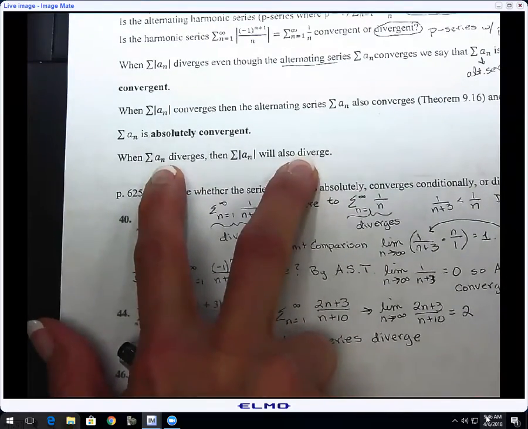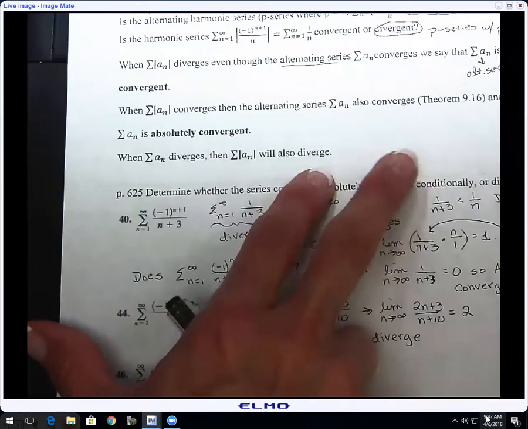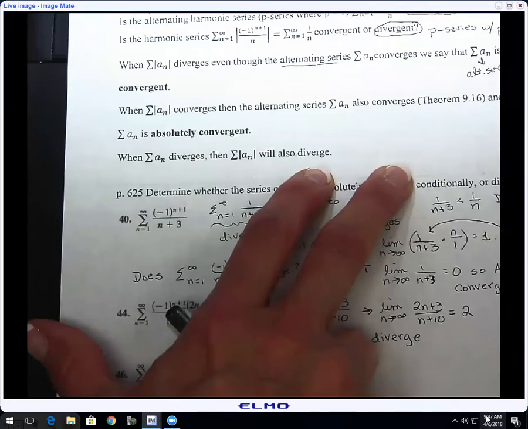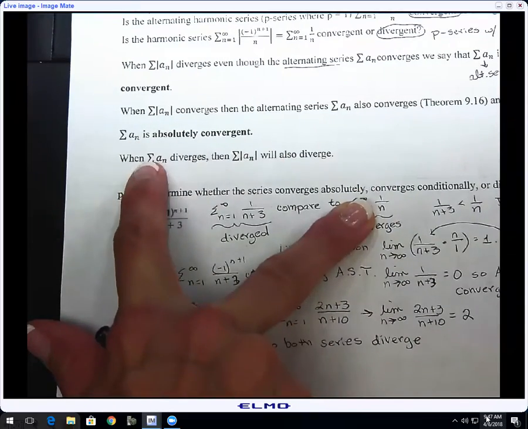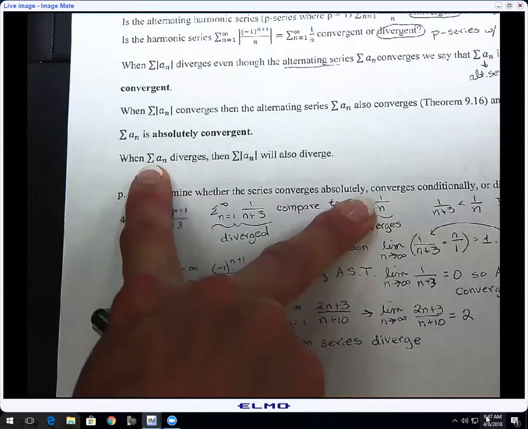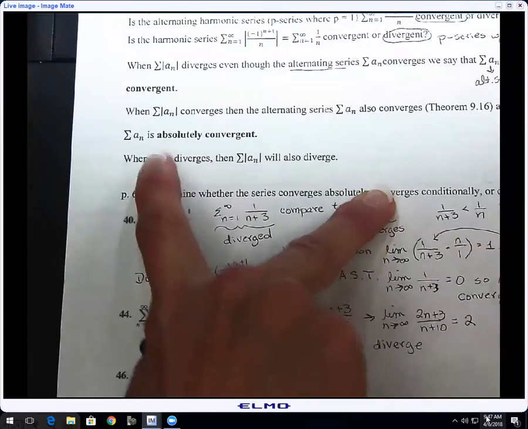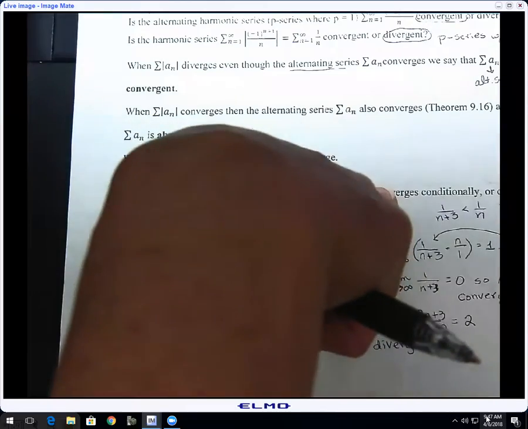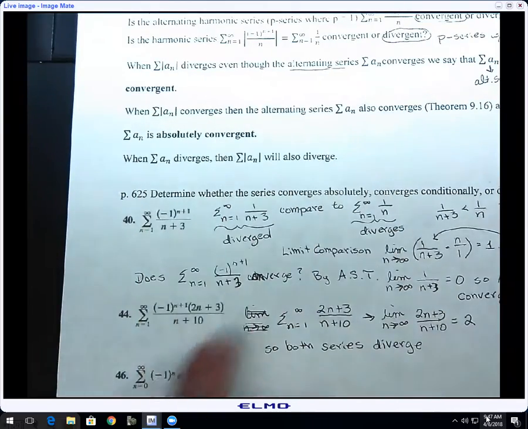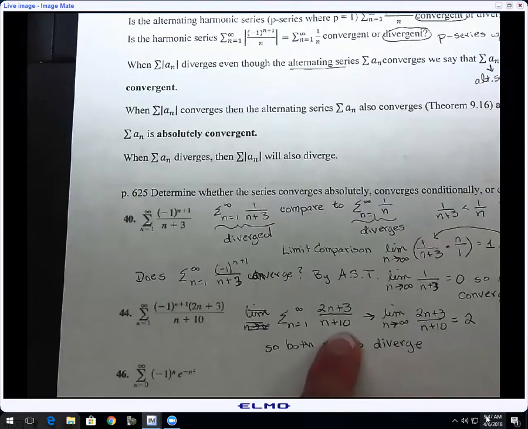When the alternating series diverges, the absolute value will also diverge. The converse of that is not true. It doesn't mean that if the absolute value diverges, the alternating series diverges. The converse doesn't apply. It's just when the alternating series diverges, you can say the absolute value series diverges as well. So all we can say right there is that the absolute value series converged.